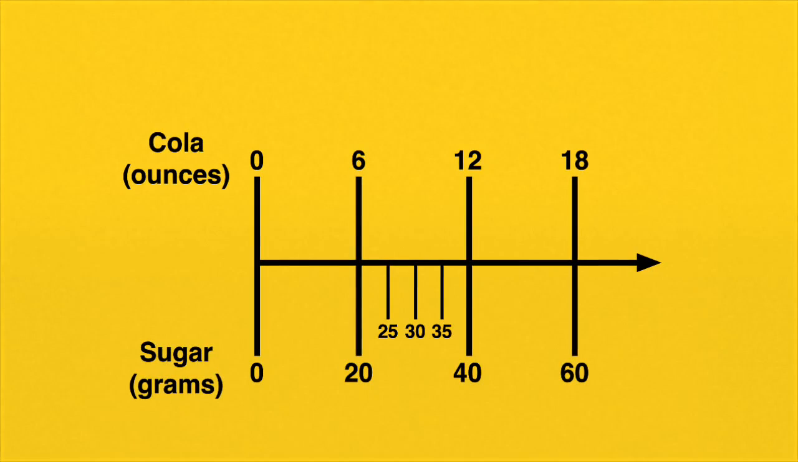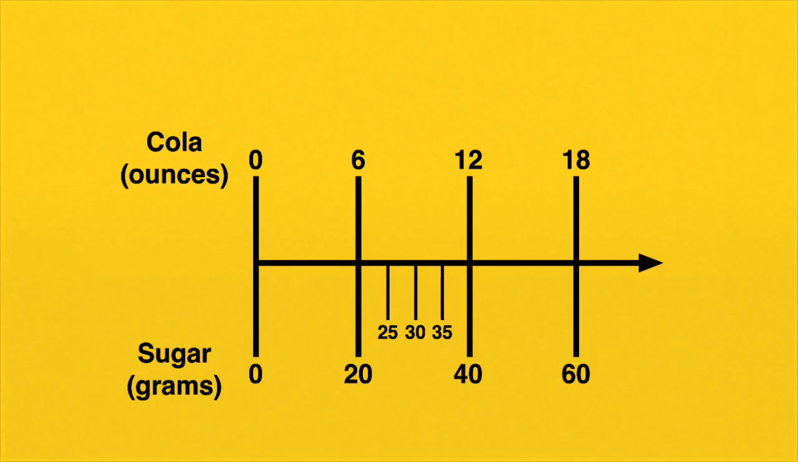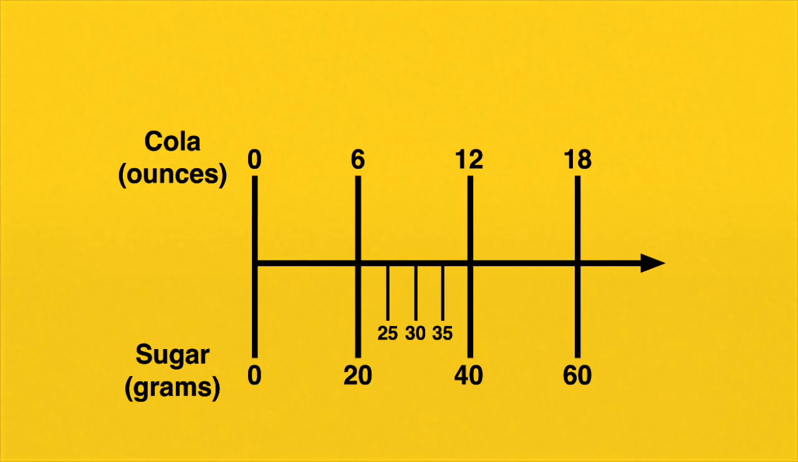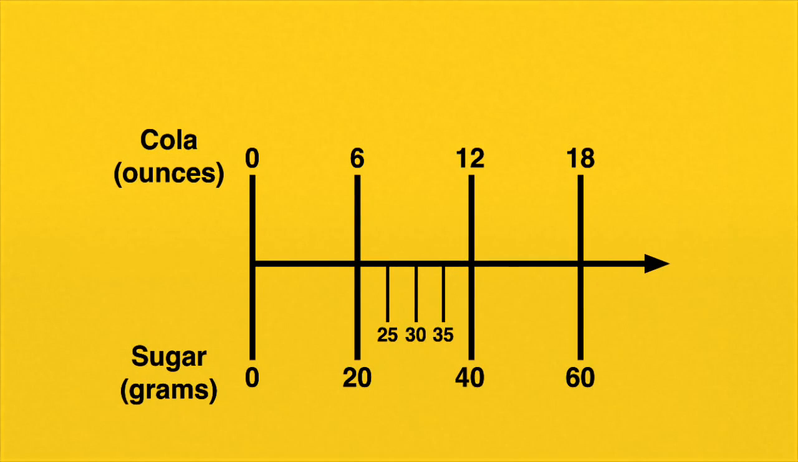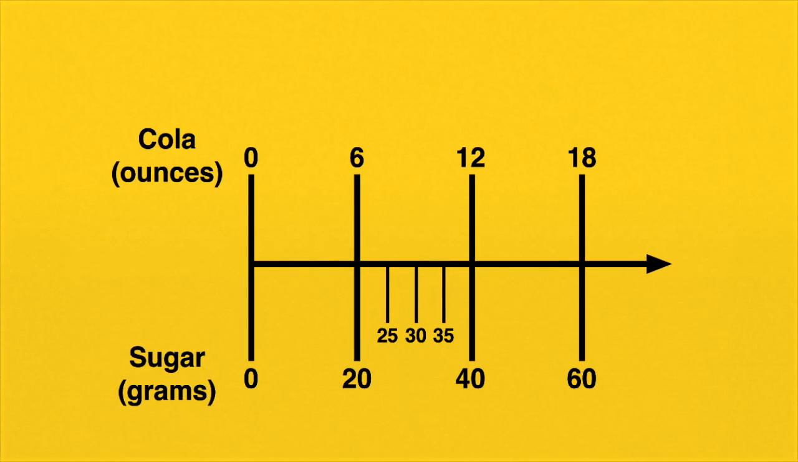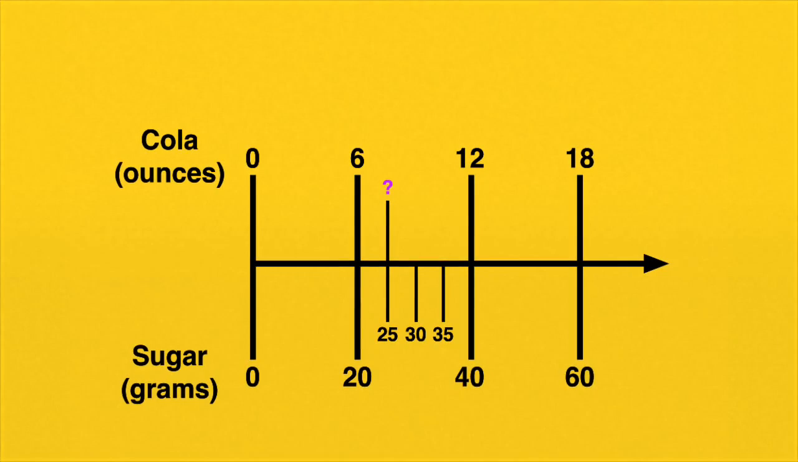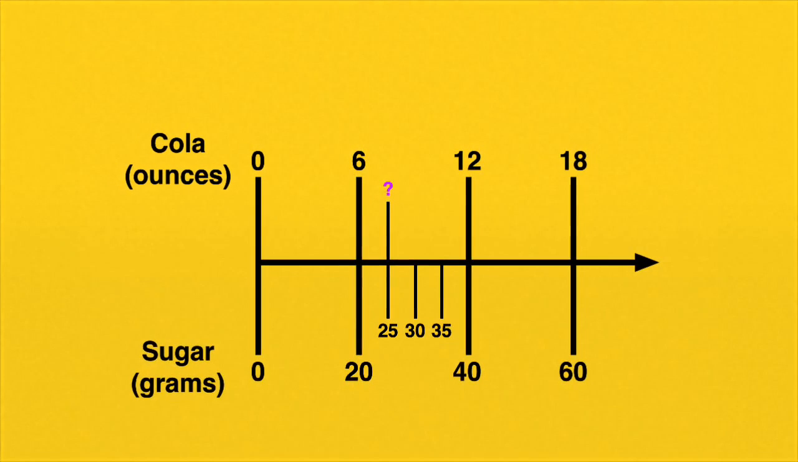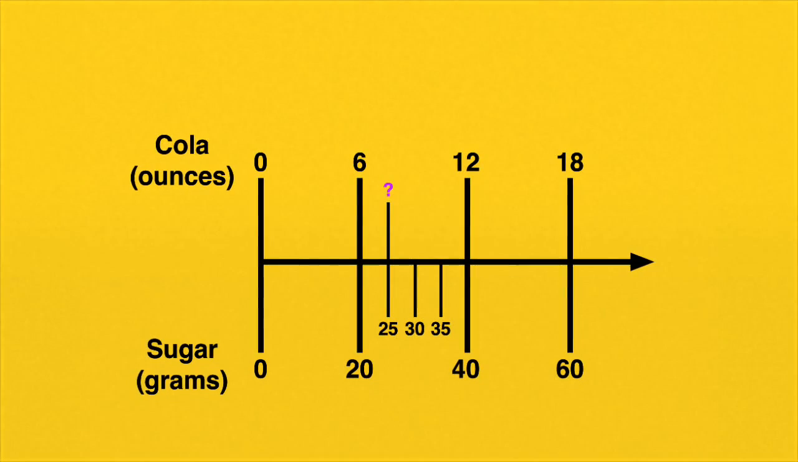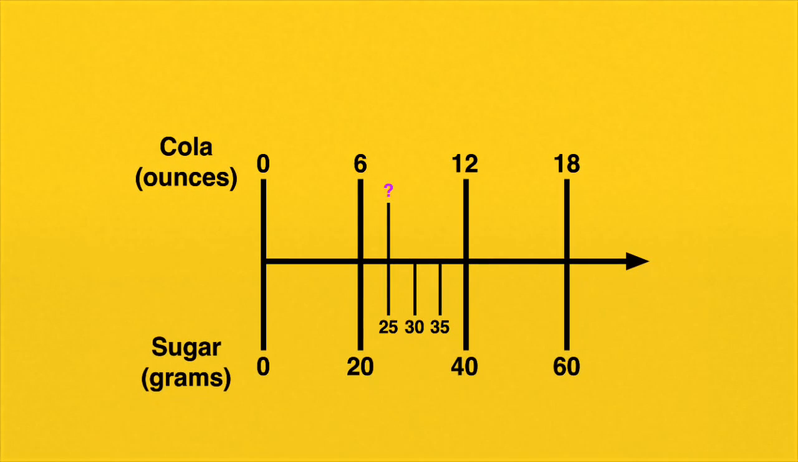What I have done is, because we know that we can only have 25 grams of sugar, I am zooming in, and my focus on this double number line is going to be between the 20 and the 40 grams of sugar. And the question is, what would be the ounces of soda that we could have if it was right at 25 grams of sugar?